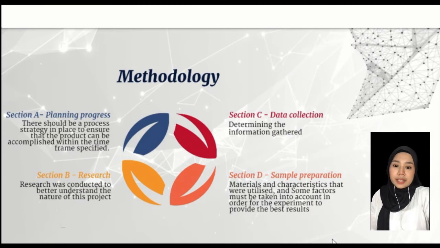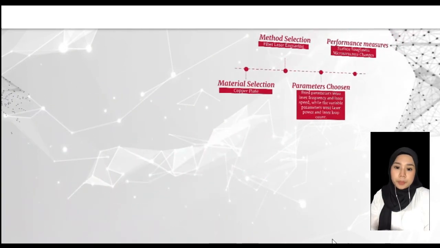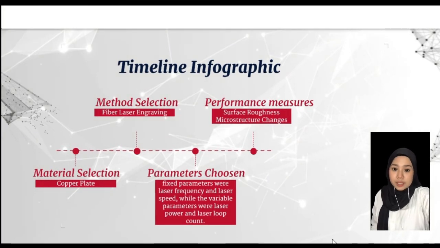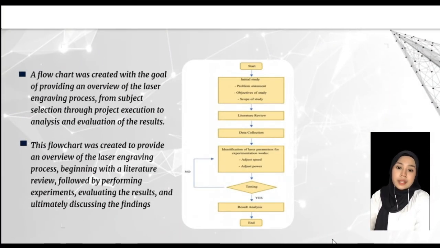Methodology. The material selected for this experiment is copper plate. For the method, laser engraving is used to carve on the copper plate, specifically fiber laser engraving. Parameter choice: variable parameters are tested on the copper plate in order to get an optimal result in this experiment. Performance measure is also done by surface roughness testing on the material to determine which parameters suit the copper plate best. Next slide is the flowchart.